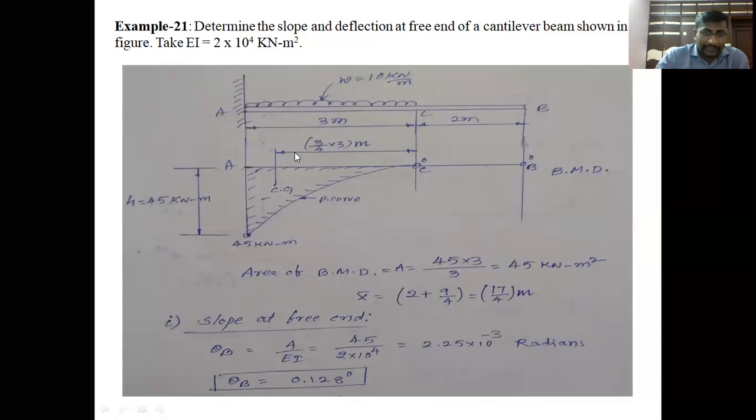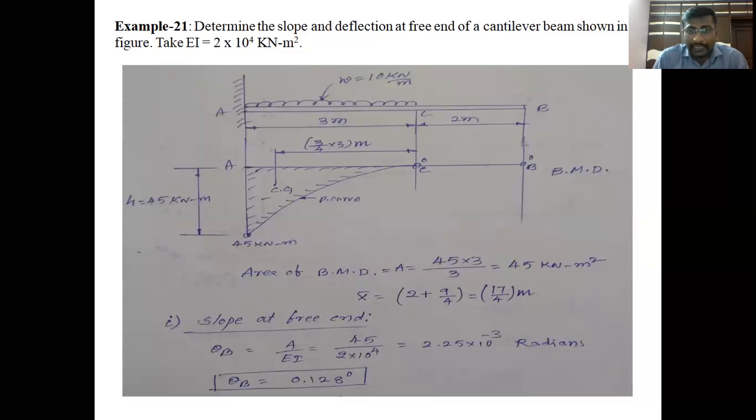And x bar from C is 3 by 4 into 3, that is 9 by 4. And x bar from B is 9 by 4 plus 2, that is 17 by 4 meters, isn't it? X bar from B is 17 by 4, x bar from C is 9 by 4. Therefore, slope at the free end, here in this case, we are going to find the slope at point B.